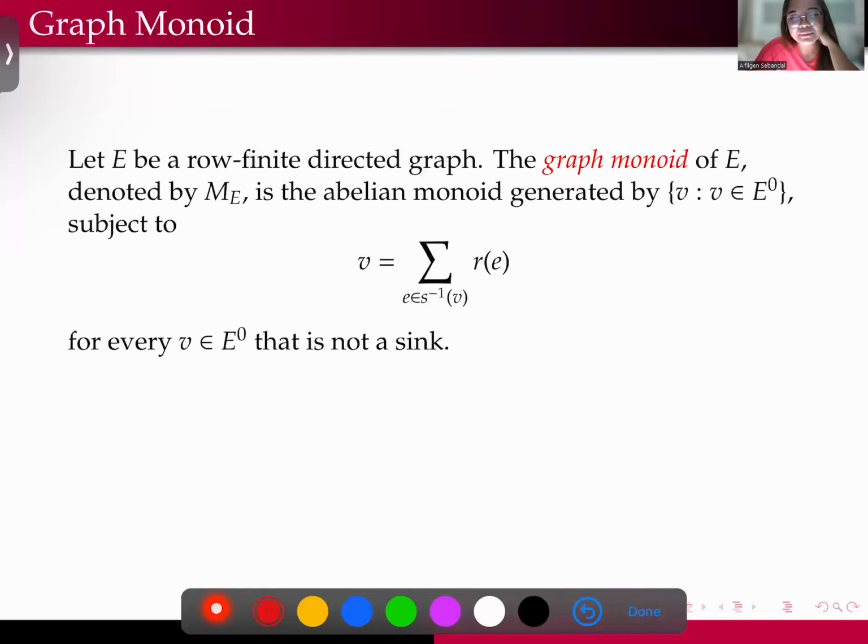But let's use a mathematical tool since we already have a directed graph. In this case, we are going to use the so-called graph monoid. It is defined for a row-finite graph. By row-finite, we just mean that every vertex emits a finite number of edges. A graph monoid is an abelian monoid generated by your set of vertices, where you equate every vertex to the sum of all the vertices that it emits. Of course, it should not be a sink. When we say it's not a sink, it means it's emitting something.